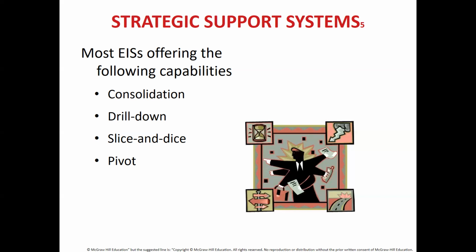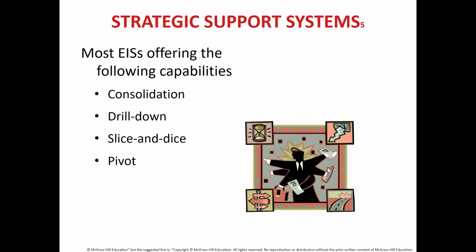So the data is being manipulated in such a way so that you have a look at that data from many different angles. So the example, like mentioned earlier, is pivot tables in Excel. So it gives alternate ways to look at data, and then you try to make decisions from it. So these are the most common capabilities that are available in an executive information system. You have consolidation, drill down, slice and dice, and pivot.